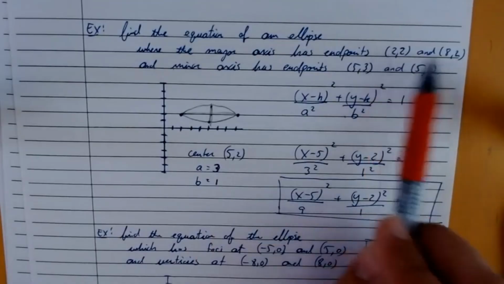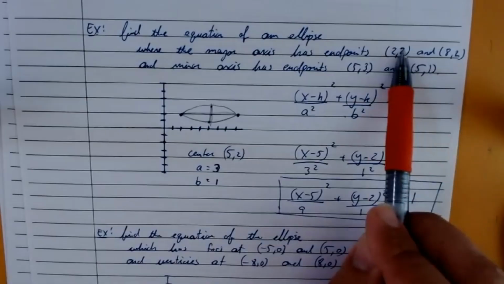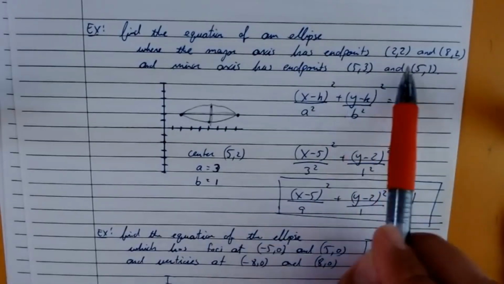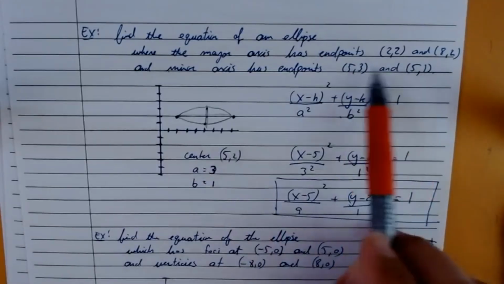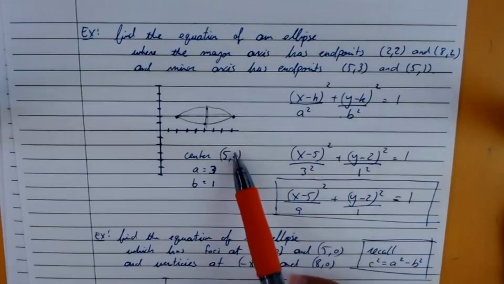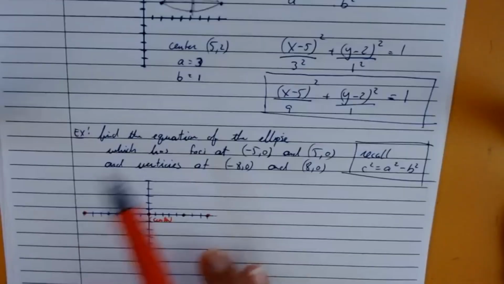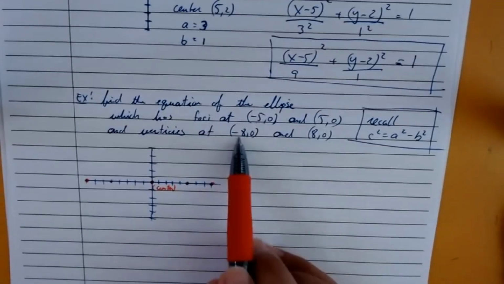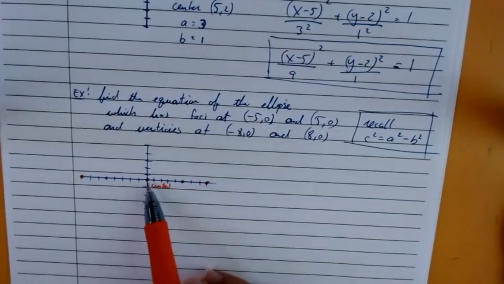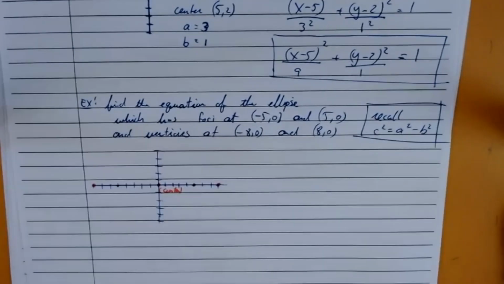Halfway between 2 and 8, well, that's the average of 2 and 8, which is 5. Hey, that's that 5 right there. Halfway between 3 and 1, that's the average of 3 and 1, which is that 2 right there. Halfway between two numbers is the average. So if you average -5 and 5, you get 0. If you average -8 and 8, you get 0. So either way, your center is at 0.